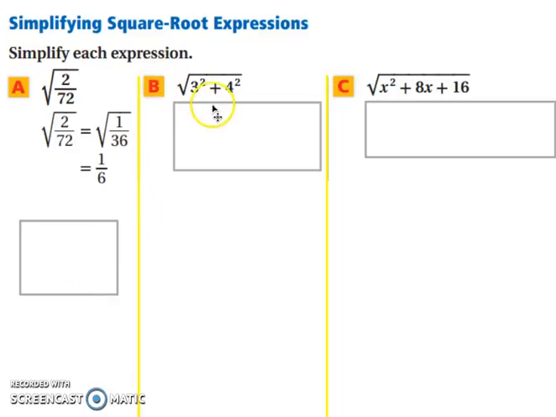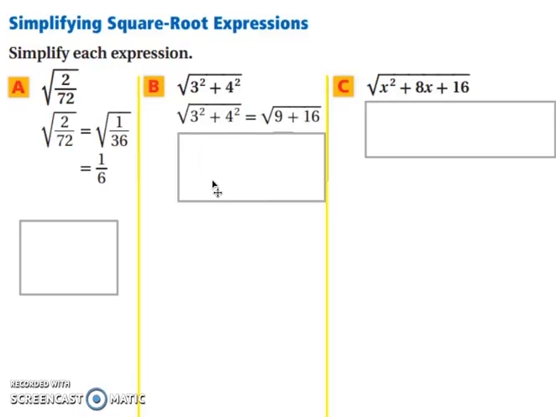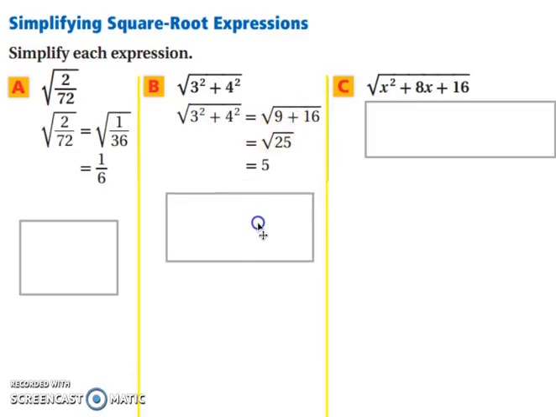In B, it's a little bit tricky. Notice how you have two values that are separated by an addition symbol. When you have an addition symbol, you cannot simply cross off your exponents and your square root. You have to simplify what's underneath. So you have to simplify the radicand first, then take the square root. So we have 3 squared and 4 squared, which give us 9 and 16. 16 and 9 make 25, and the square root of 25 is 5.